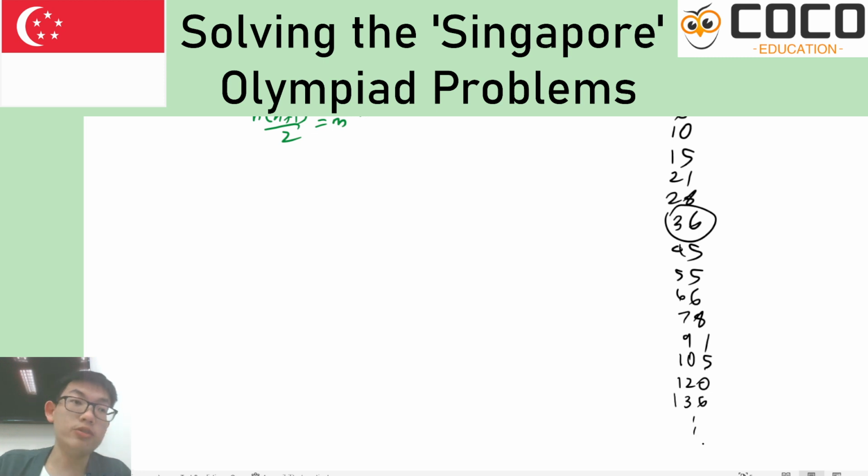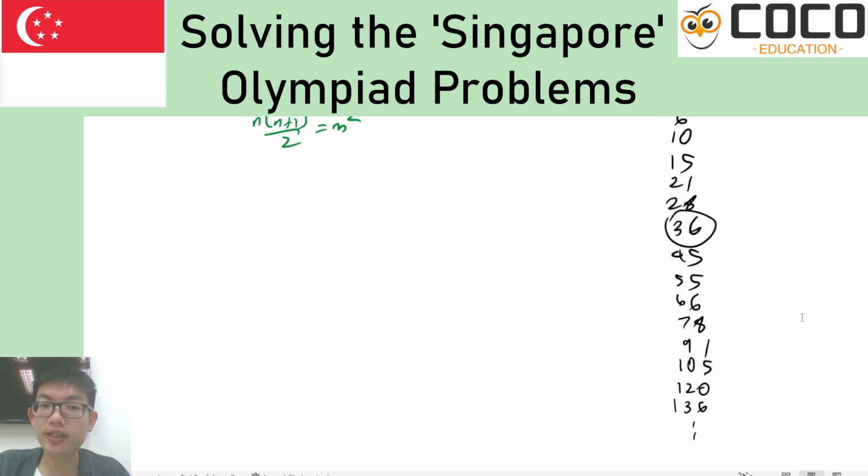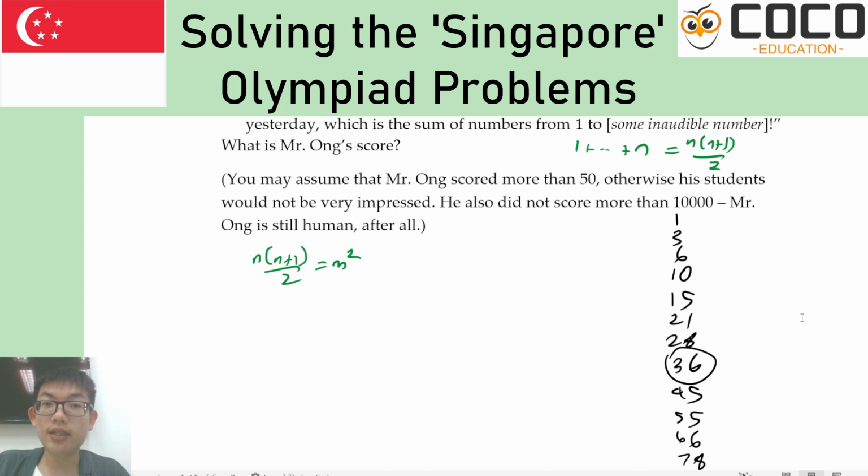It will take a little while to actually get to the next square number. And there actually are infinitely many. So there's a reason why I need to block on both sides: that he scored more than 50, he did not also score more than 10,000, because there are very big solutions to this as well.